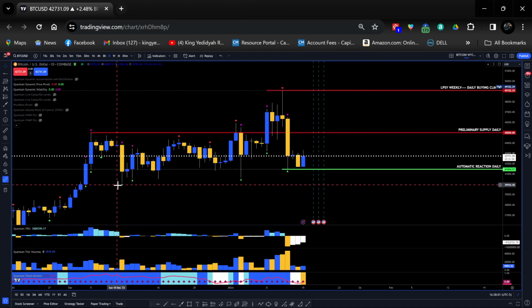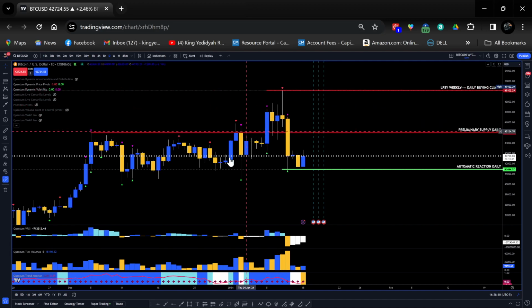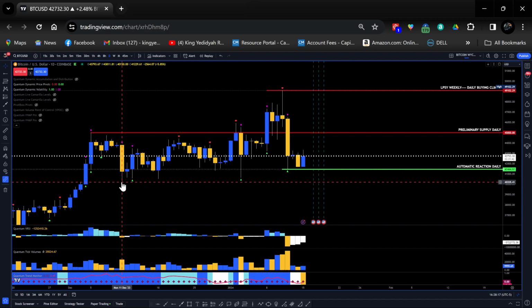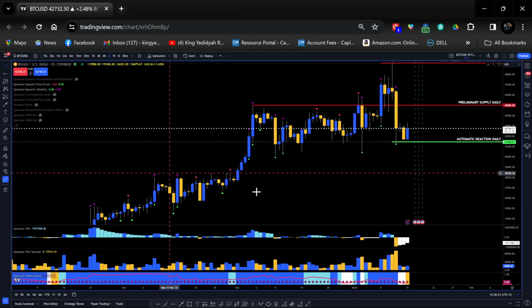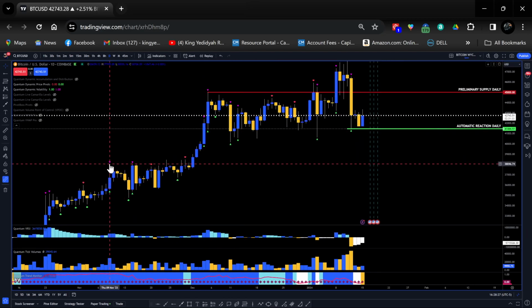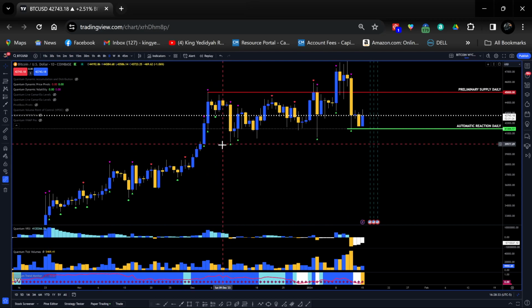And notice I didn't put the automatic reaction here, because to me this is the preliminary supply, and you have to get a buying climax before you get an automatic reaction. So even though we have this preliminary supply and we had this pullback right here, it's not a buying climax because there is no preliminary stop. You would have to look at this as a preliminary supply here, and then this would be the buying climax for that to be the automatic reaction.